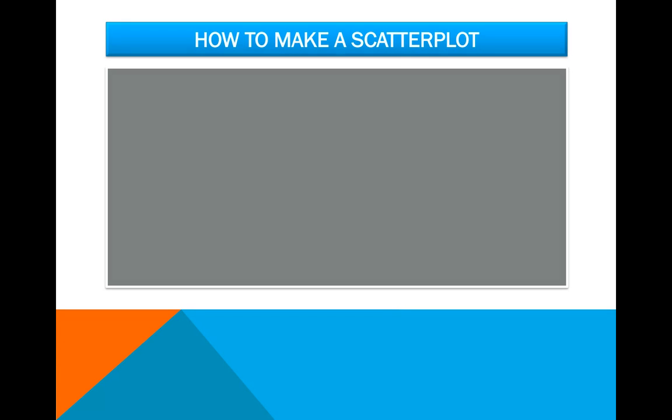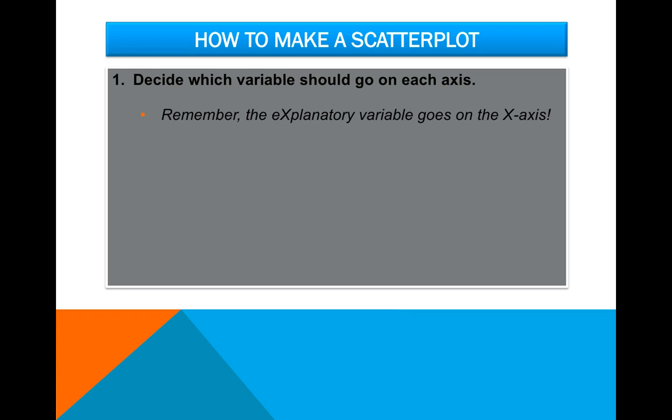So the first thing that we're going to talk about here is just how to make a scatter plot. You really do need to make sure you're thinking about which variable goes on each axis. So again, remember, explanatory goes on the x-axis and response goes on y. And then you label and scale your axes, which is really important. Also important here is that you don't need to start at the origin.